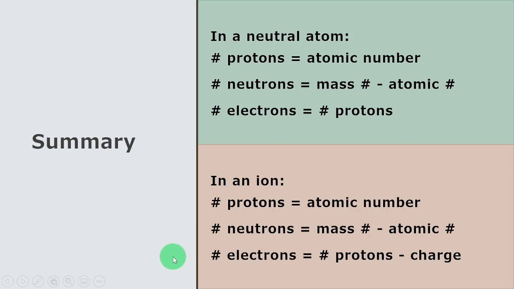The number of electrons, just by rearranging the equation on the previous slide, is equal to the number of protons minus the charge. In the case of the nitride ion, we have 7 protons and a charge of -3. Well, 7 minus -3 is 10. So we would know that we'd have 10 electrons in that atom.